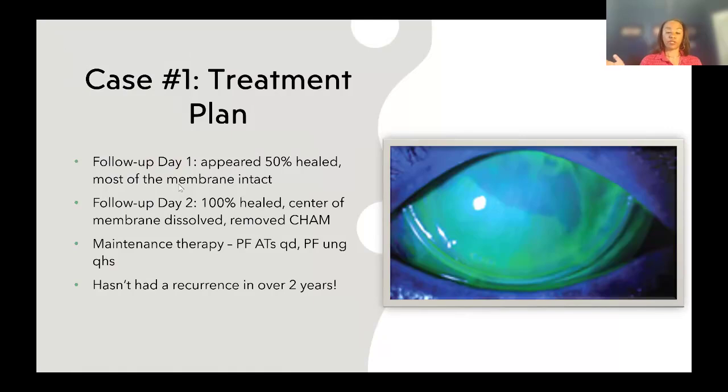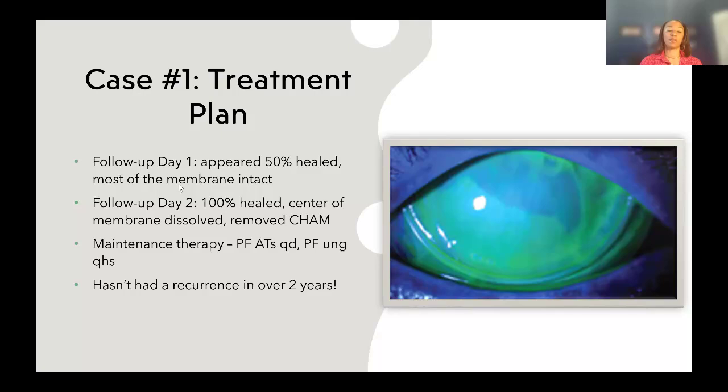I don't have pictures progressively throughout the treatment plan, unfortunately, but at follow up day one, the RCE appeared about 50% healed. Most of the membrane was still intact. And then by day two, it was 100% healed, and the center of the membrane had dissolved a bit. So I removed the cryopreserved membrane and put him on maintenance therapy: preservative-free artificial tears every day, several times, and a preservative-free ointment at night. And he has not had a recurrence in over 2 years.